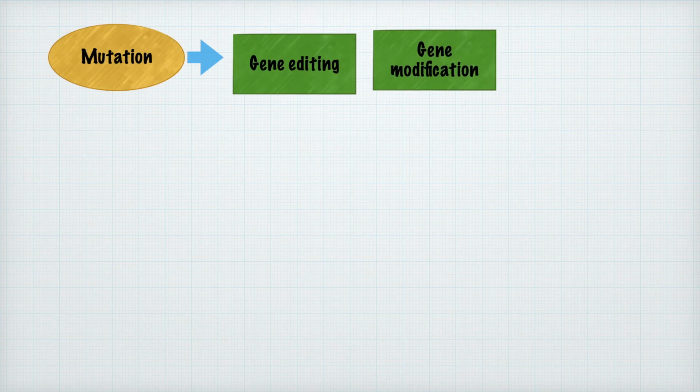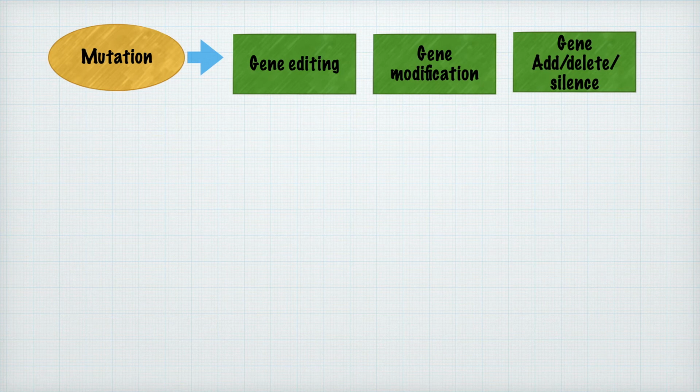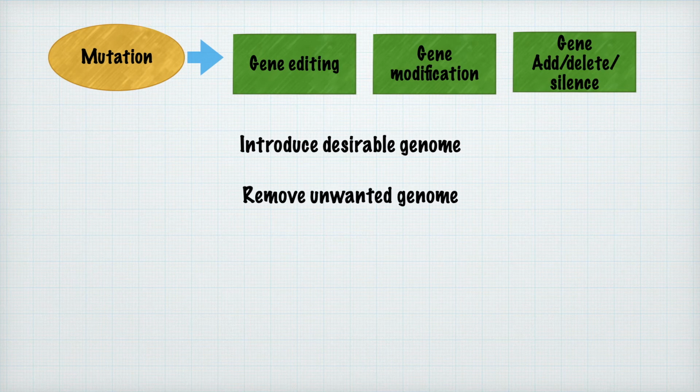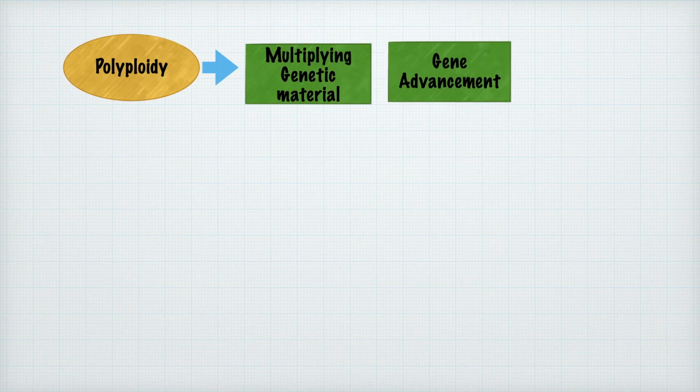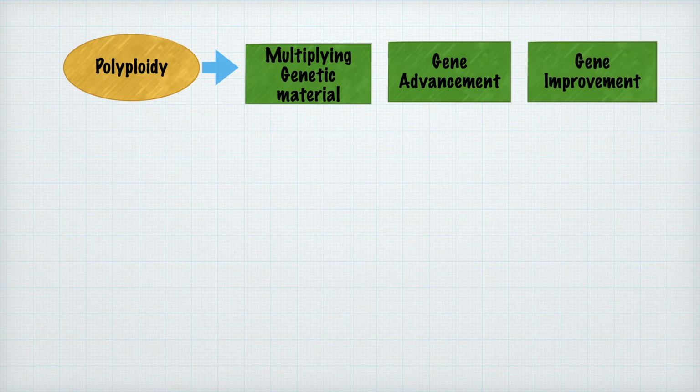And how does it work for mutation, through gene editing, modification, deletion, or silencing? It introduces the desirable genome by gene addition, removes unwanted genome by deletion, and improves functional but not active genome by silencing. And we can give examples of different genetically modified organisms in agriculture, such as golden rice and Bt cotton. And how does it work for polyploidy? By multiplying, advancing, and improving genetic material in the plant.